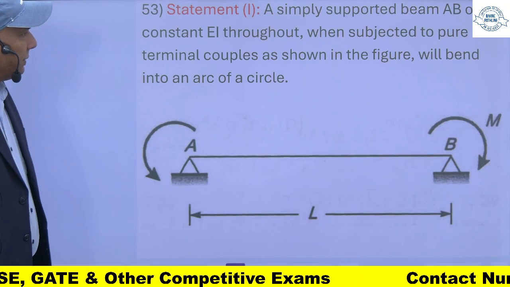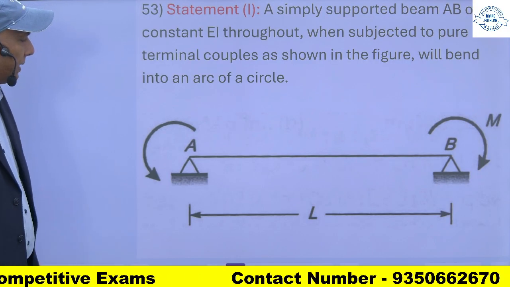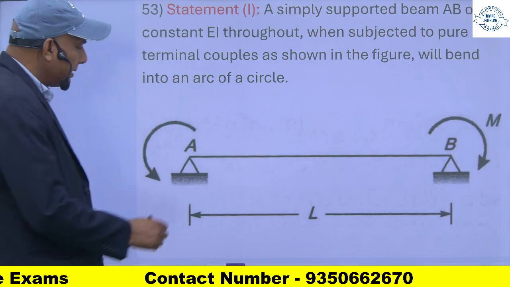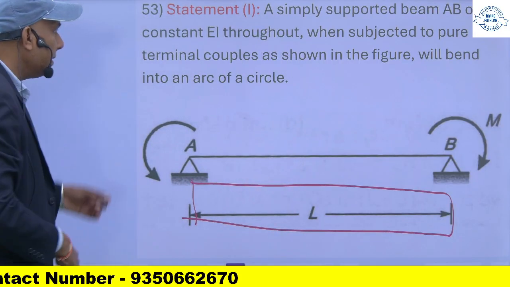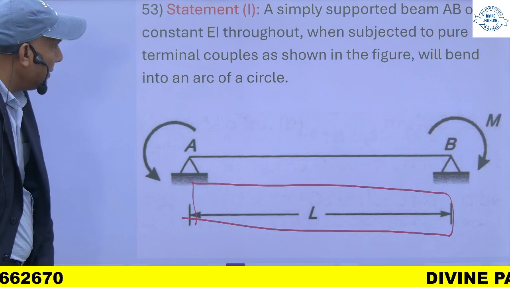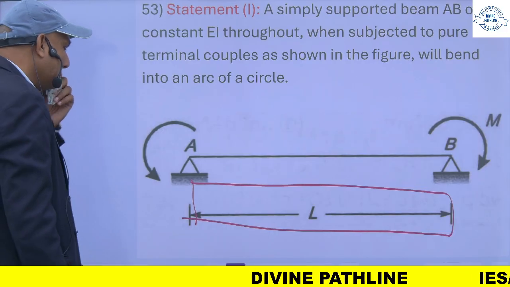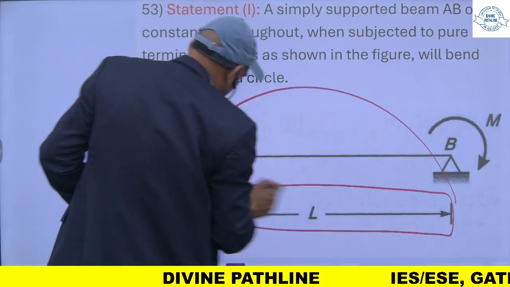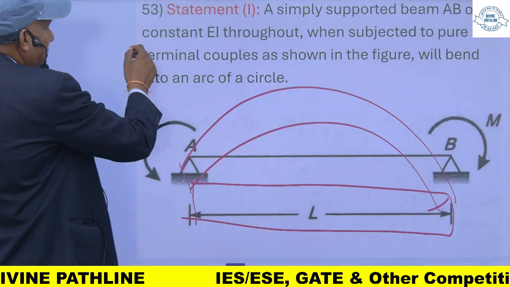A simply supported beam AB of EI constant throughout is subjected to pure bending. Pure bending means its bending moment is constant. So in case of pure bending, when subjected to pure terminal couples as shown in the figure, it will bend into an arc of a circle. Yes, like this. This is true.